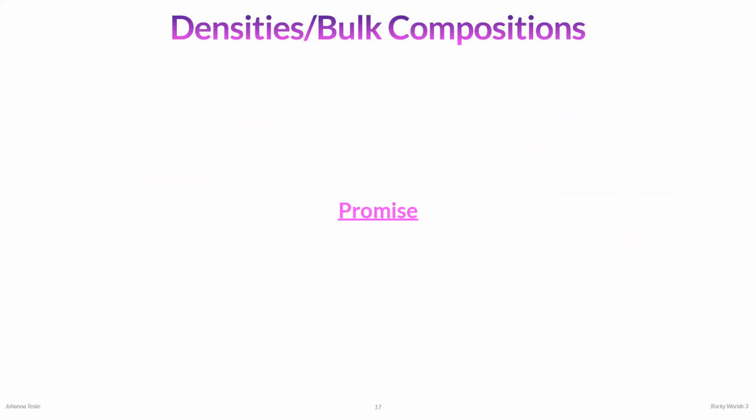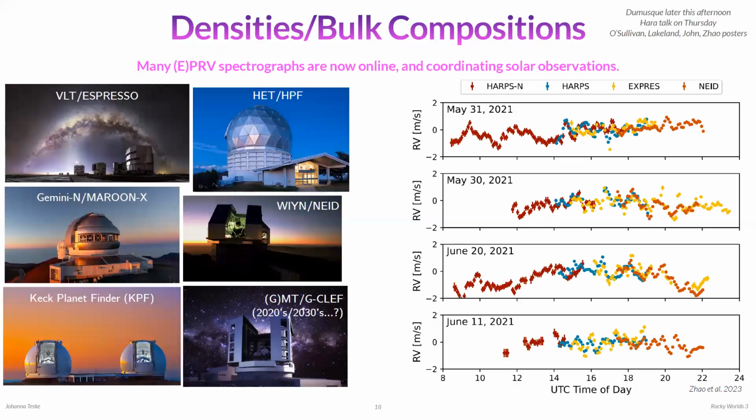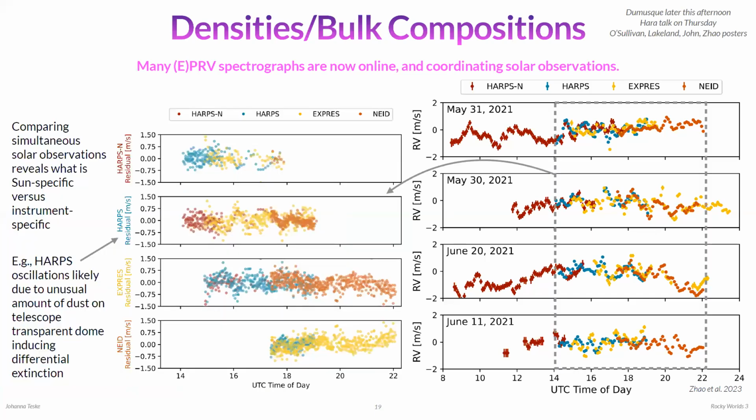So those are all the bad news things. Good news: we have many PRV or EPRV spectrographs that have come online recently. I'm just showing a snapshot here. There are more. And what's exciting is many of these have solar feeds, so they're observing the Sun as a star, the disk-integrated light. And we can look at simultaneous observations from different instruments of the Sun and use those to better understand the Sun's variability, because we can actually resolve features on the surface through different imaging, and learn about what's happening with the instruments.